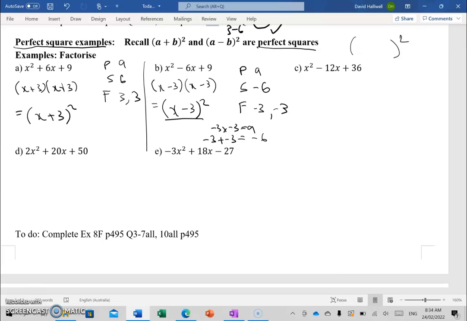Hopefully you can spot the difference between part A and part B. One has a positive and one has a negative. That's the only difference there for that particular one.